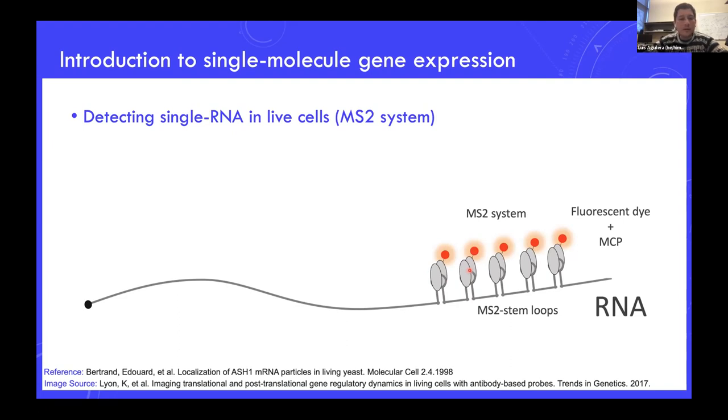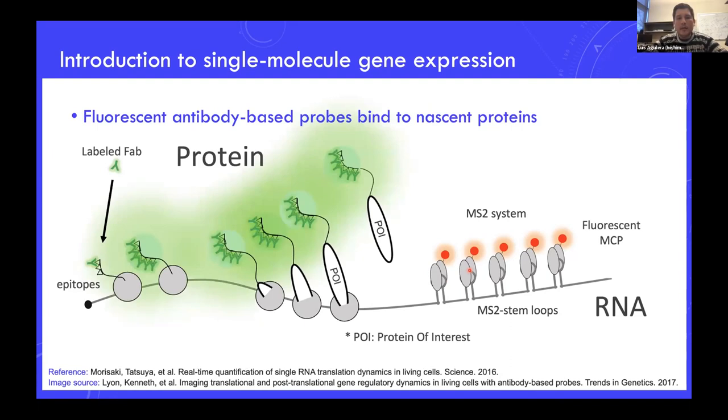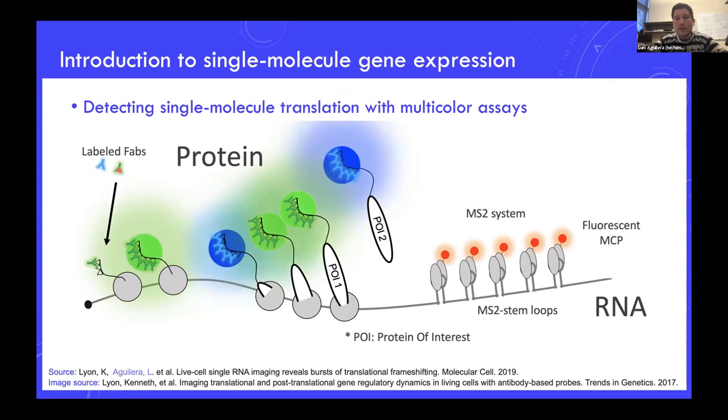So this was introduced more than 25 years ago by Dr. Edward Bertrand. With a similar idea, in 2016, the group of Tim Stasevich and different labs introduced the technology to detect single proteins or nascent proteins. And this is implemented in a similar way. In the DNA, there are encoded secondary structures that are displayed when the protein is being produced. Those epitopes that I am marking here are detected by a fragmented antibody. So eventually it's possible to detect the protein and the RNA at the same time. And in 2019, we extended the technology to detect a secondary protein in the system. With an additional set of tags, epitopes and fragmented antibodies, we can detect multiple proteins in the assay.